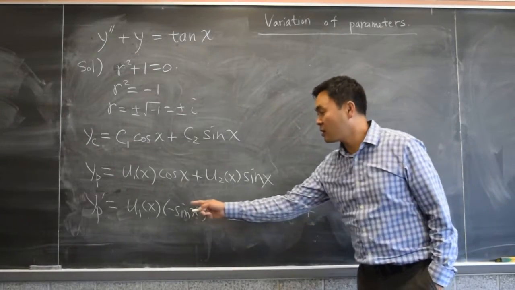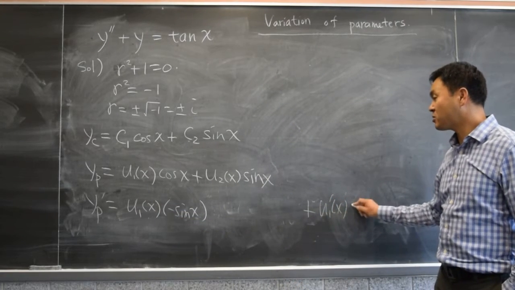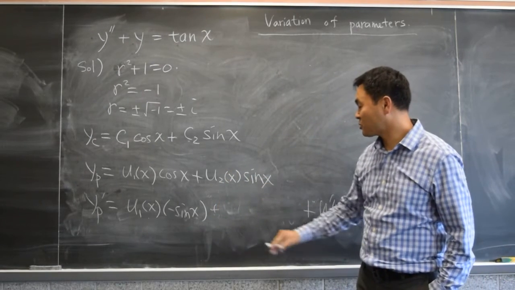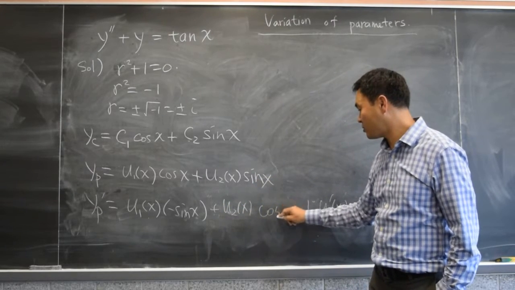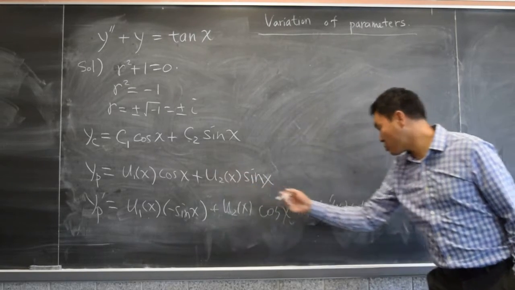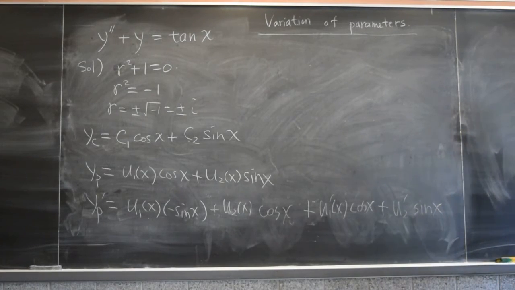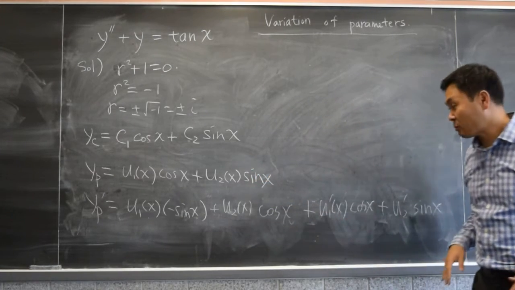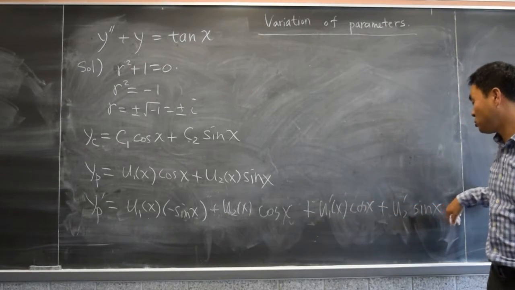Plus, the other form is you differentiate the first one times the second function, right? And then if you differentiate this one using the product rule, you would get u2 times the derivative of the second, which is cosine x. And then plus, you differentiate the first one instead, and you get u2 prime sine x. Okay? So I just used the product rule to differentiate both, except I organized it so that the ones with u1 primes and u2 primes will be here.